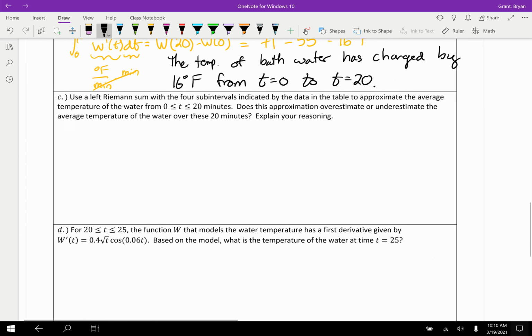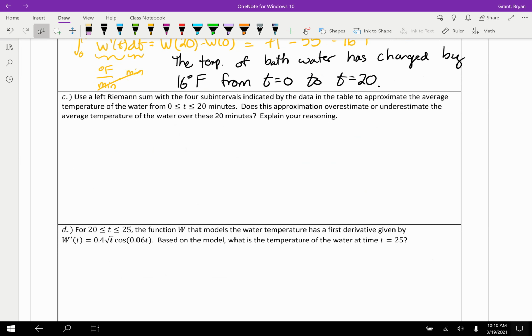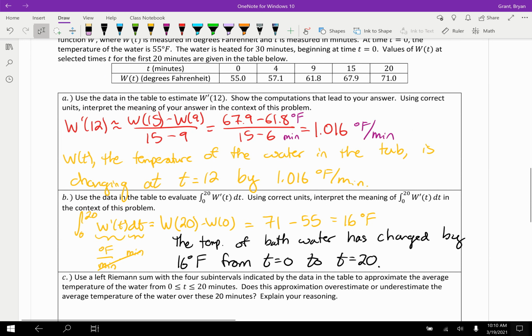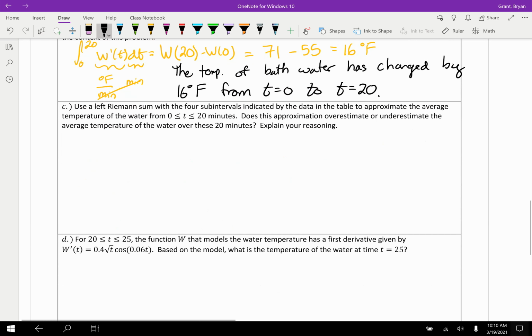Riemann sums. Use a left Riemann sum with the 4 subintervals indicated by the data in the table to approximate the average temperature of the water. Does this approximation overestimate or underestimate the average temperature of the water? Explain your reasoning. Okay, left Riemann sum, approximate. So we have W of t. Let's get to it. We have the integral from 0 to 20, capital W of t dt. We're measuring the area underneath W of t.